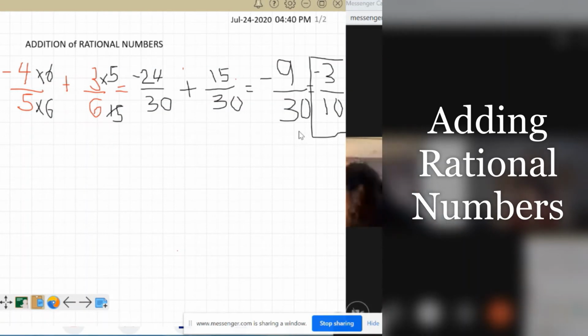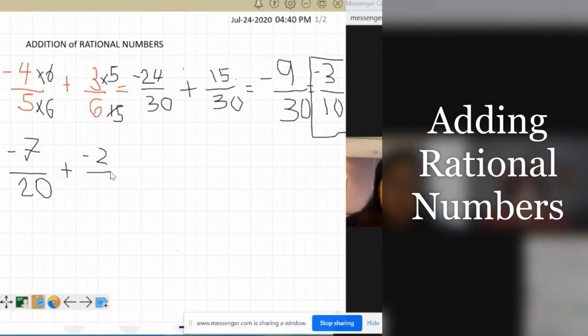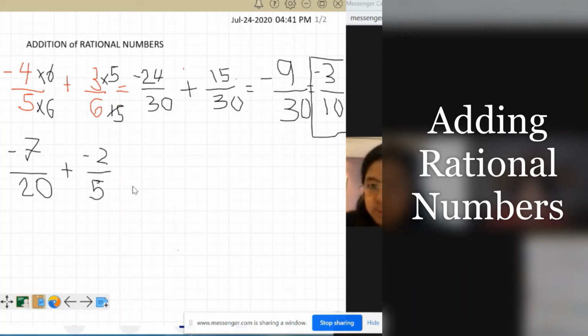Okay, let's have another example. Let's say we have negative 7 over 20 plus negative 2 over 5. Okay, so for this kind of rational numbers, what are we going to do? Can we add them? Yes, we can add them, but before you do that, you need to make the denominator the same.